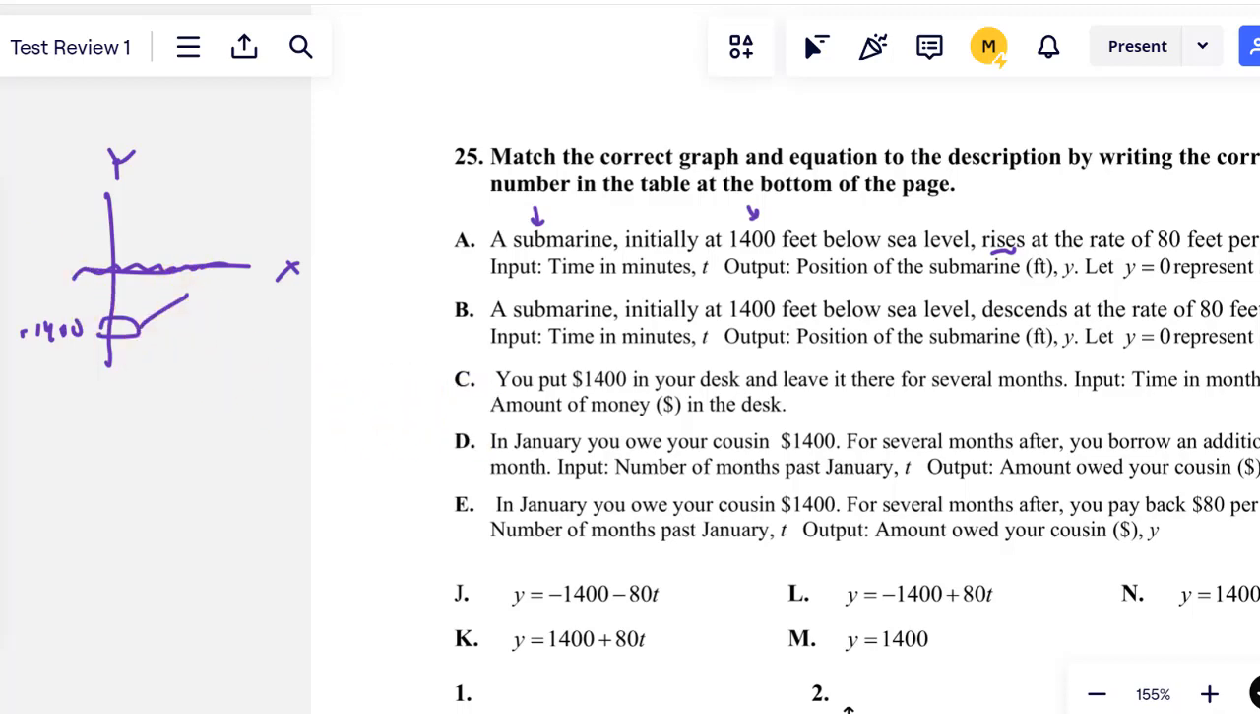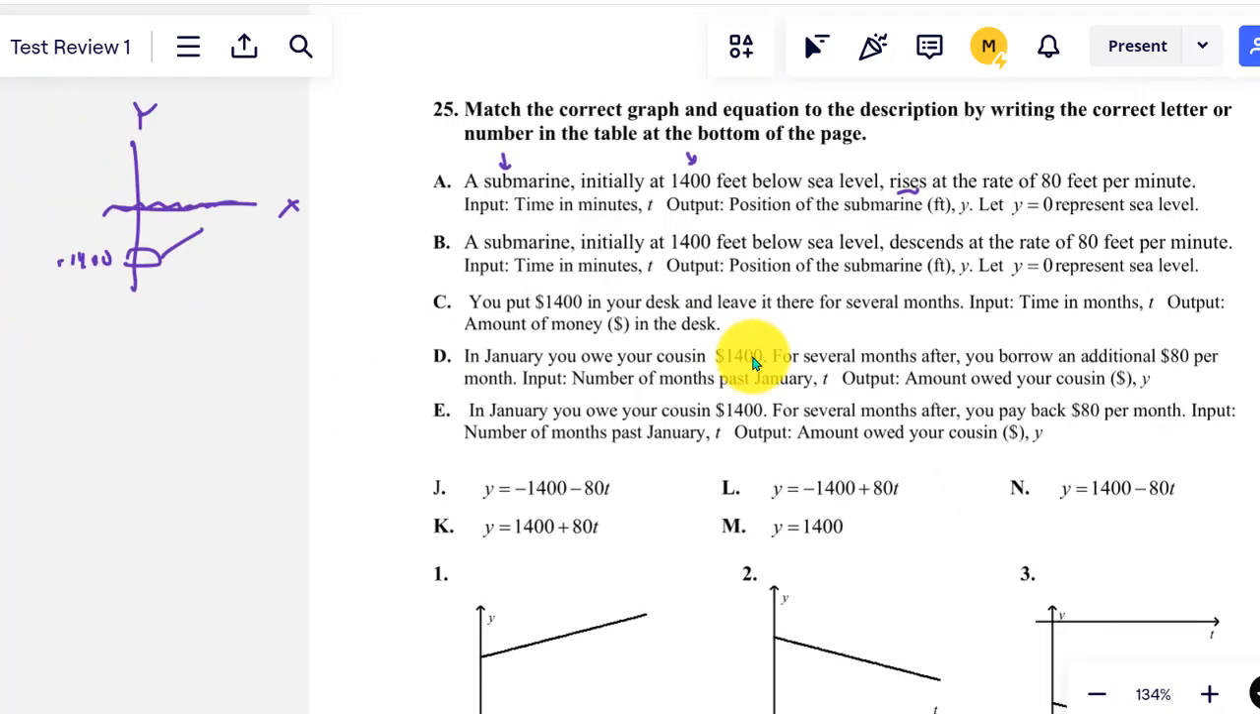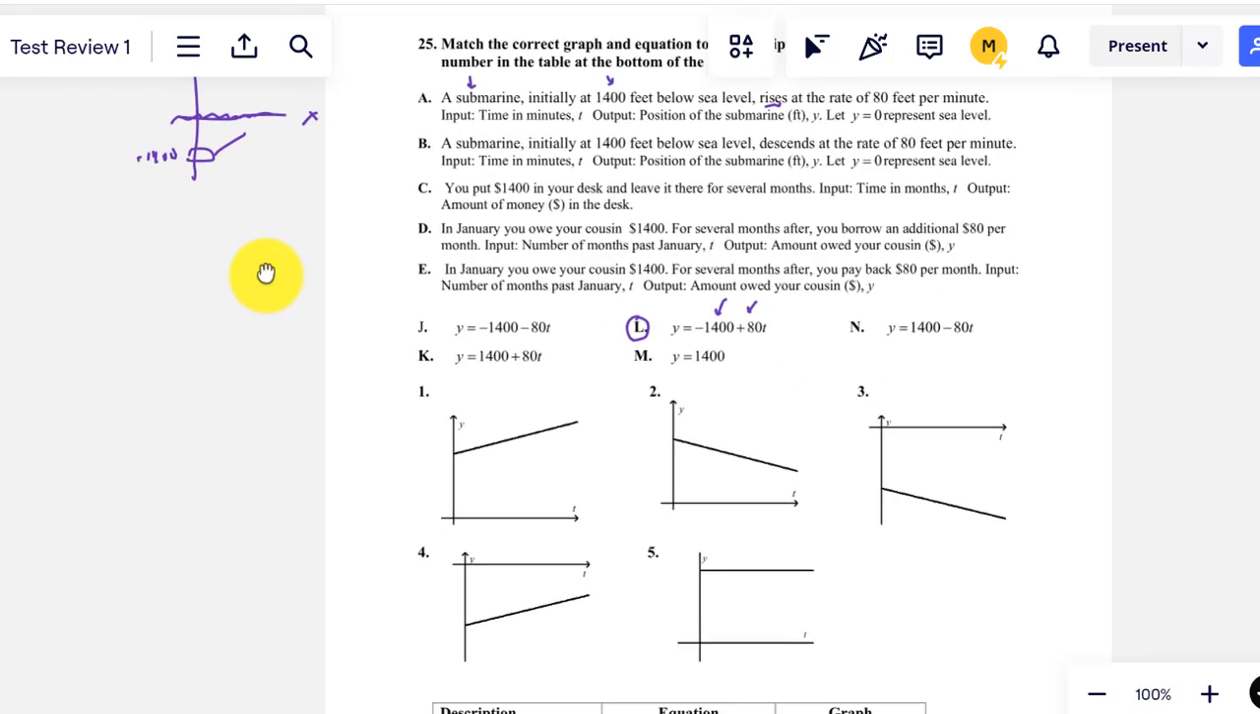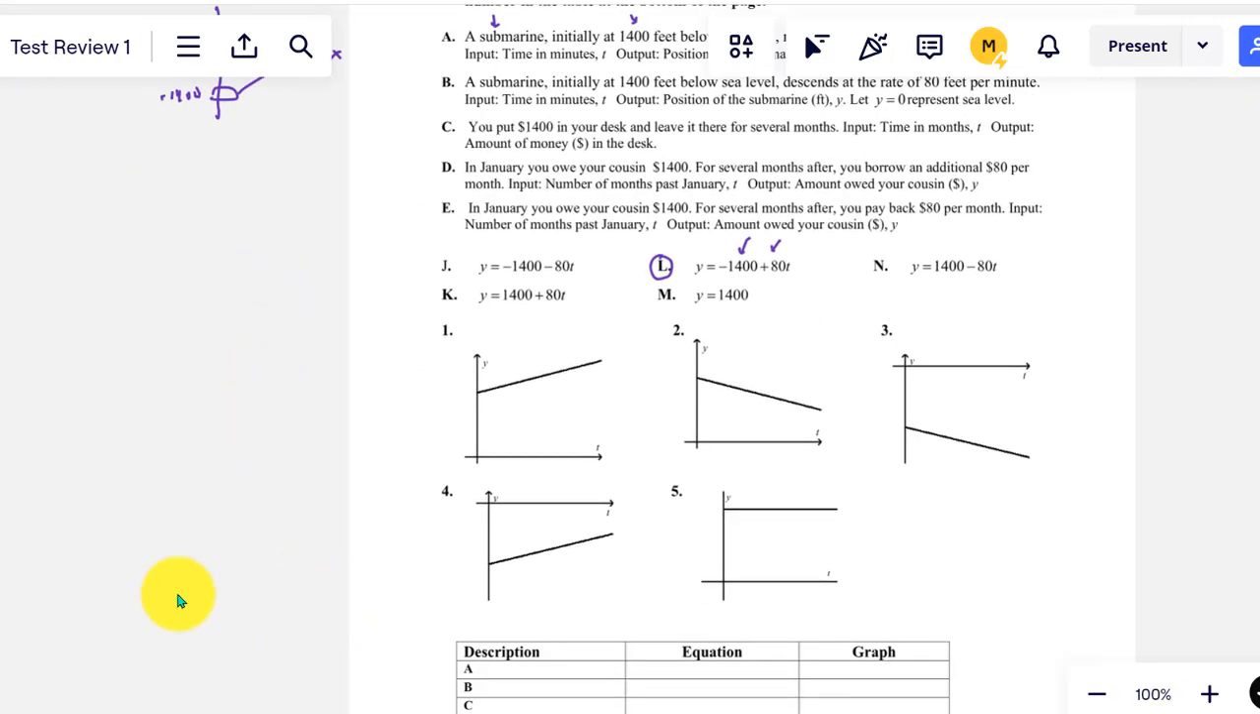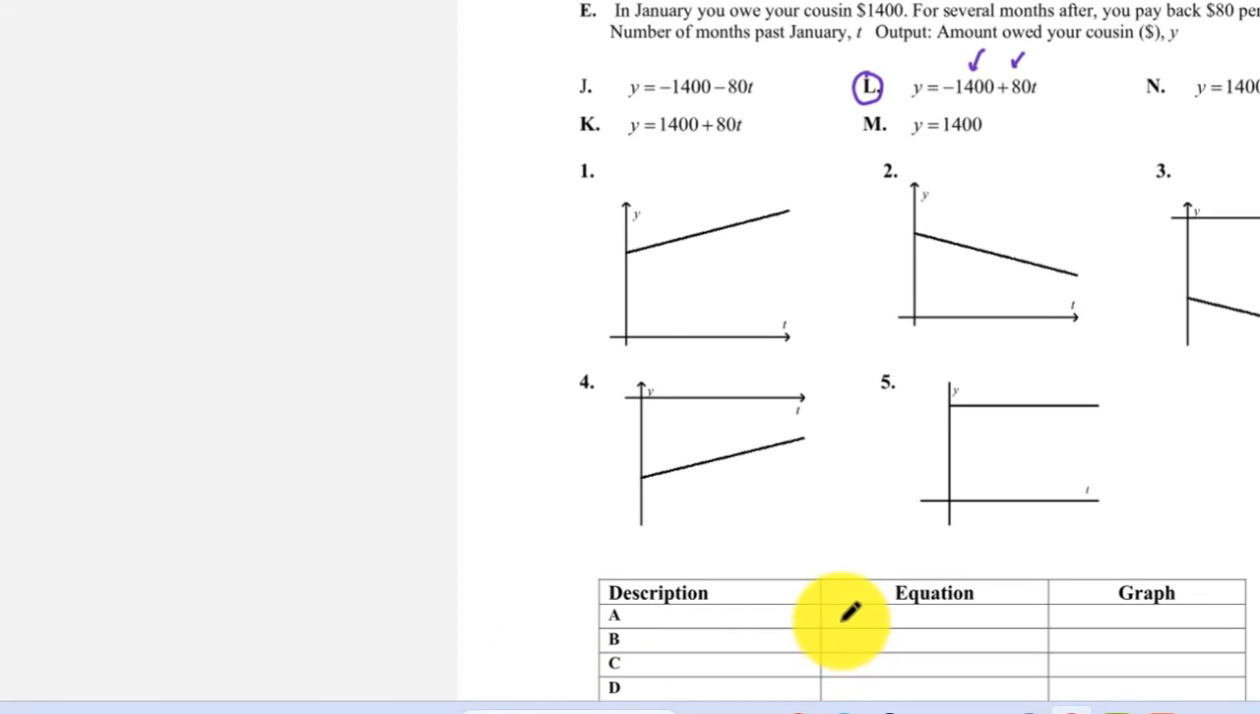So when I look at my choices, I'm thinking letter L works, because I'm starting 1,400 feet below sea level and I'm rising 80 feet per minute. So letter L would be my equation. Let's write that in our box. Down here, you would write letter L.